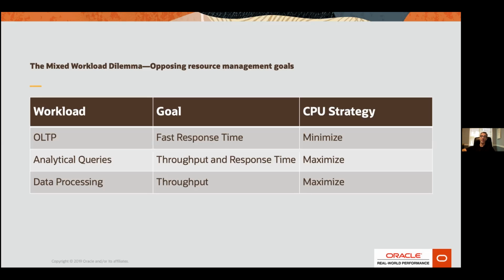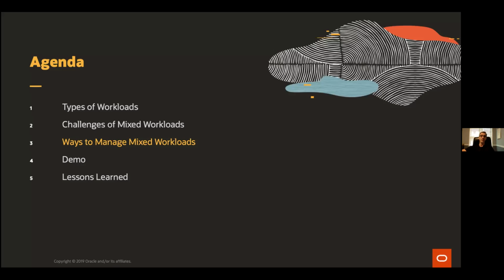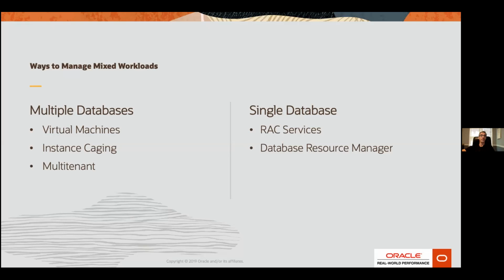So we end up with these competing roles where OLTP wants to save CPU and the other workloads want to use CPU. So the question is, how can we manage that? There are a number of different ways you can manage that, and we have different techniques, whether you have multiple databases with each workload running in a different database, or whether they're in a single database. We'll talk about each one of these briefly.